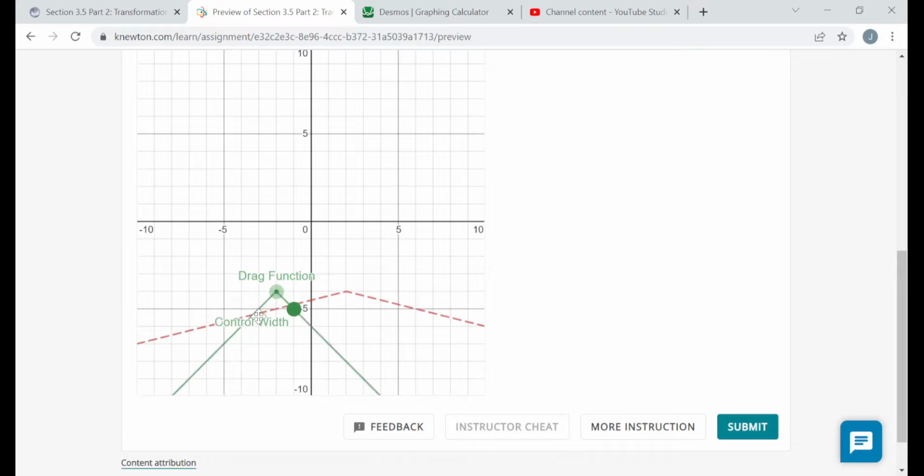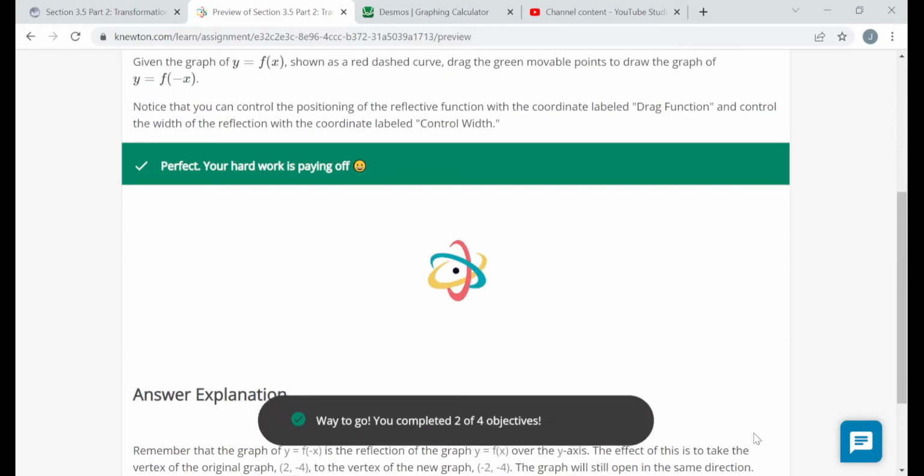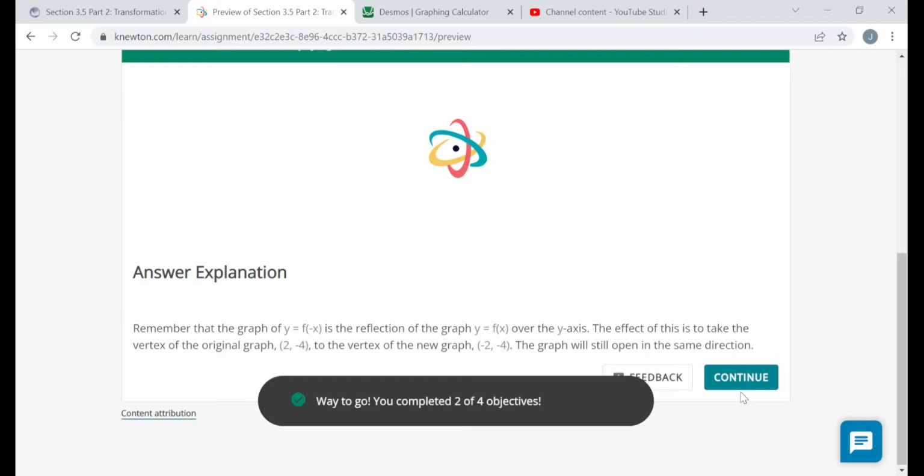Oh, it won't move any further for some reason. All right, well, that should be good, because the point -6, -5 is on there. We have 6, -5, and then we have -6, -5. And then 2, -4, -2, -4. The solid green graph and the red dotted graph are just reflections across the y-axis. Great. All right, so that objective's done with the reflections.